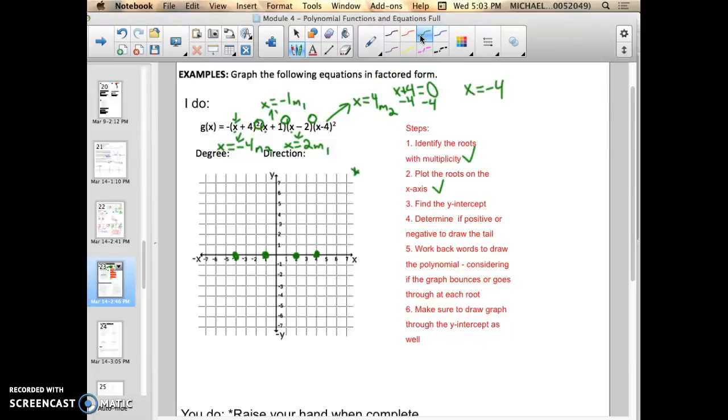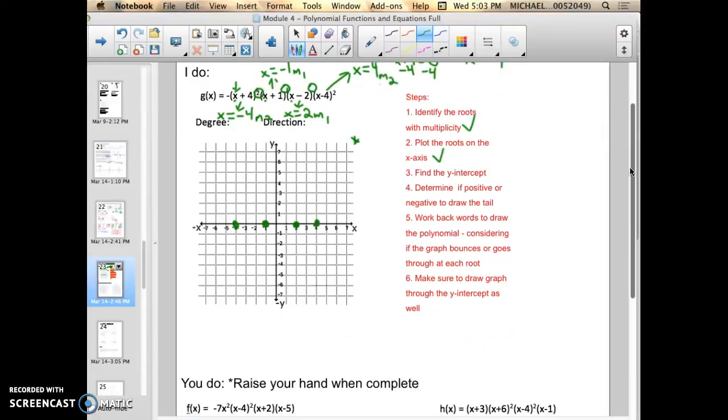I've plotted the roots on the x-axis. Step 3 is to find the y-intercept. Now, this is new to this process, but we've found the y-intercept of quadratic functions before in Module 2 and Module 3, so you should remember how to do this process. And if you remember, the x value at the y-intercept is always 0. So that just tells me that I can input 0 into the original function up here for all of my x's to get my y value or y-intercept.